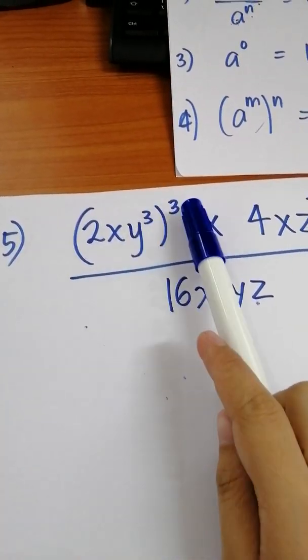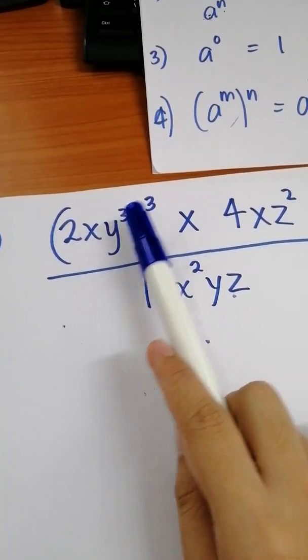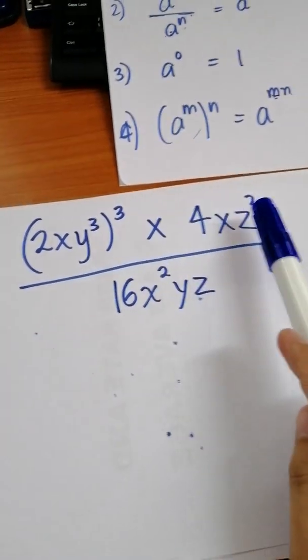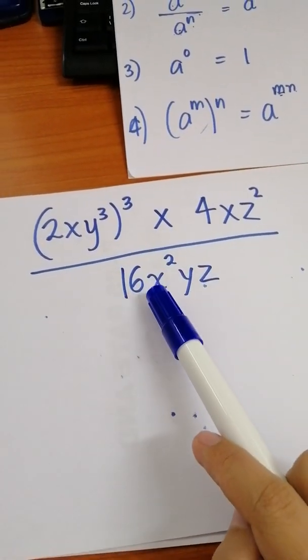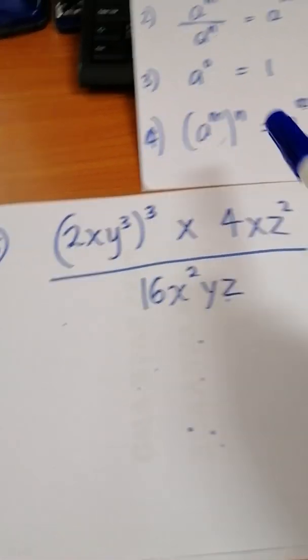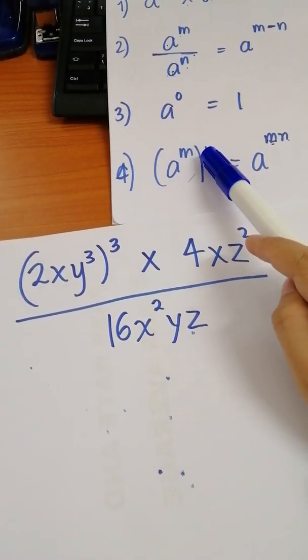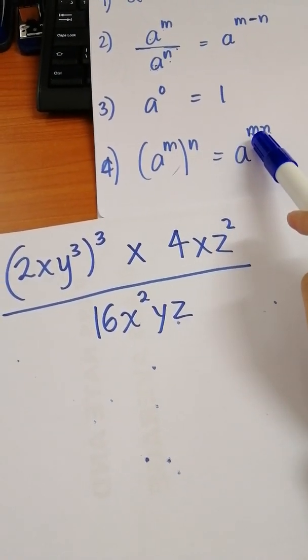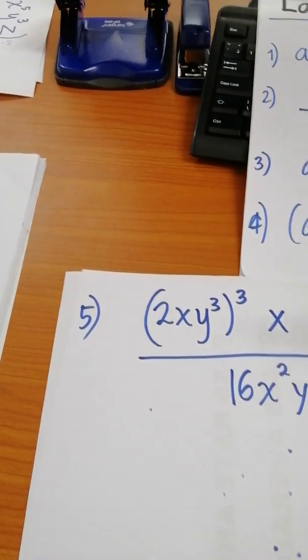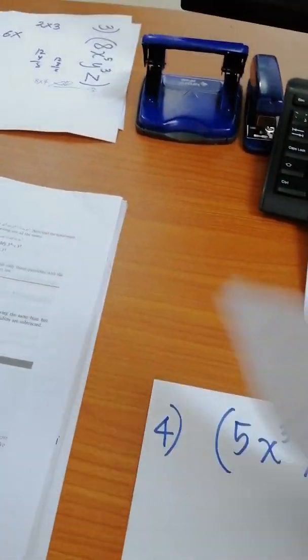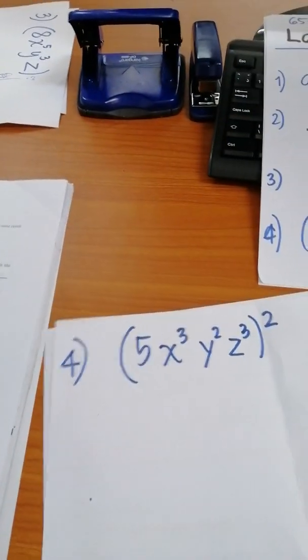Okay, let us have this one. You have here a power outside. So always start with the power outside, and then you have multiplication and then division after. Remember, if you have a power raised to a power, you multiply them. But always remember, it should be applied to all the bases. No, sorry, let's have number 4 first.